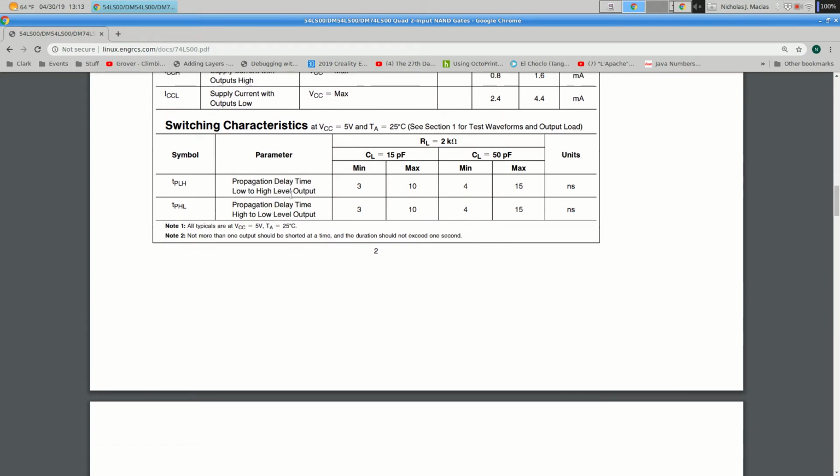All right, we looked at switching speeds the other day, so switching time for this, somewhere between 4 and 15 nanoseconds for the output to switch from a 0 to a 1 or a 1 to a 0. 5400 a little faster, anywhere from 3 to 10.